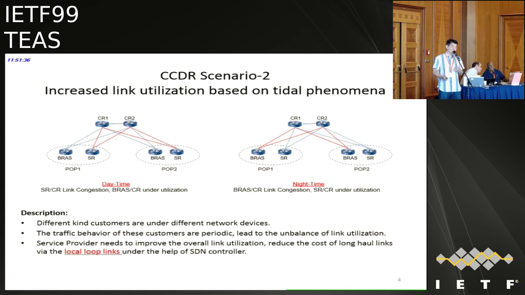So if we can build some local link between BRAS and SR, we want to use CCDR to steer the traffic at daytime from SR to BRAS, and at nighttime we can steer traffic from BRAS to SR, so we can use their uplinks more efficiently. And this is the second scenario.